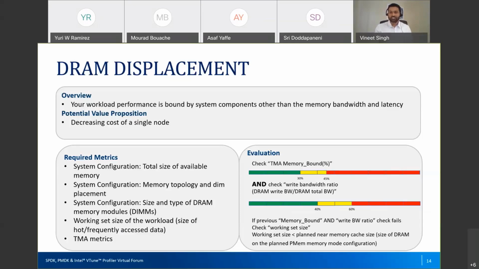So if these checks fail for you, what you need to do is check for working set size. And if that working set size, the size of hot data, fits in your near memory cache, the size of DRAM that you plan for your memory mode system, you will still be good to go for PMEM and the performance will be comparable to a DRAM only system.